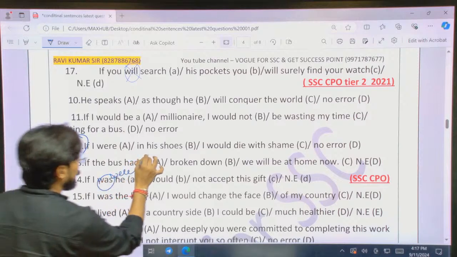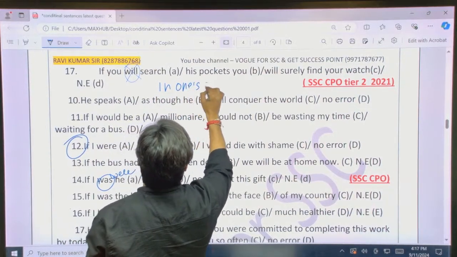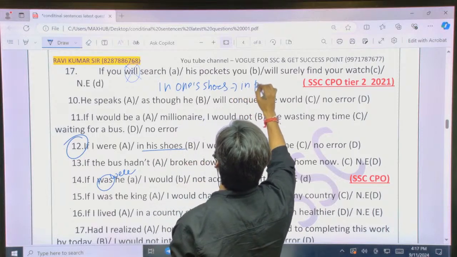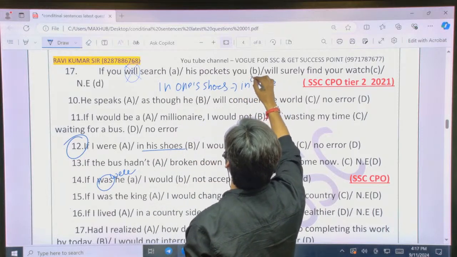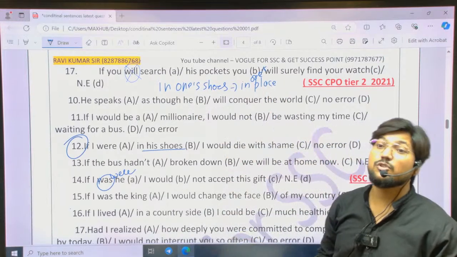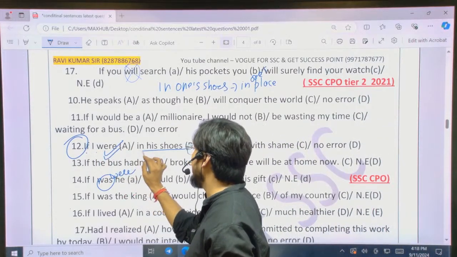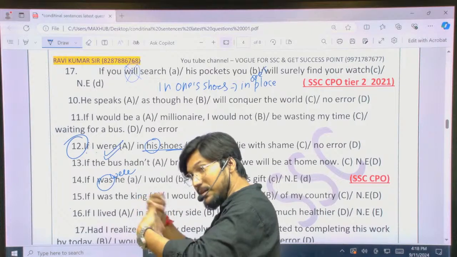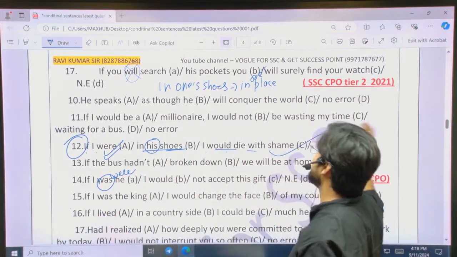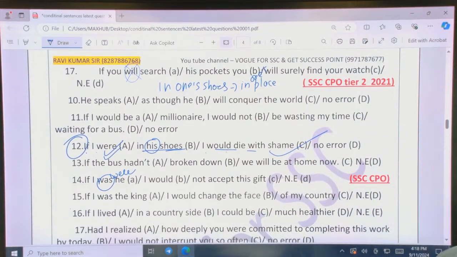Now come to this point. In his shoes means in one's shoes means in place, in one's place. In one's place is known as in one's shoes. Like if I were is also correct. In his shoes, in place of him, I would die with shame. The sentence is no error. Sentence is correct.